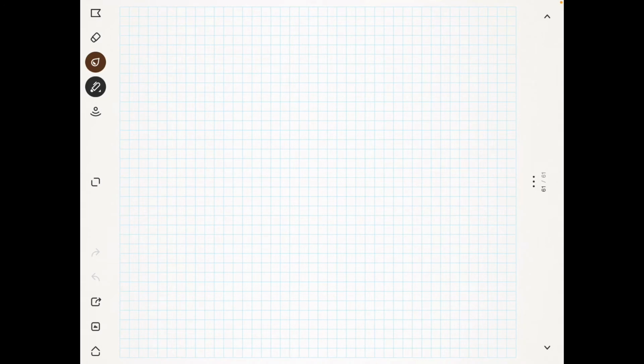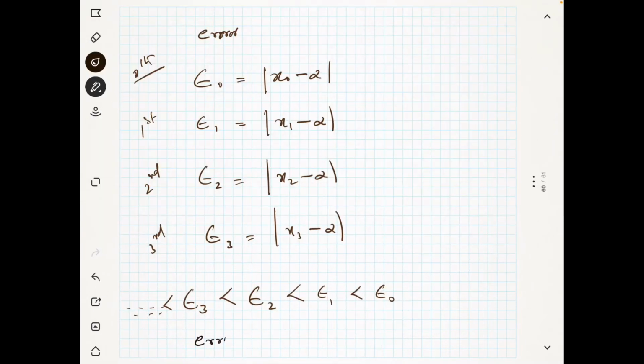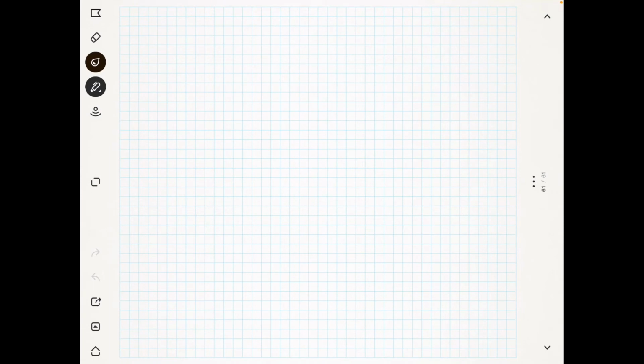You can see that this error is decreasing in each iteration. So we can say that the method is converging. We will talk about what this phenomenon of convergence is, and what conditions are needed for this convergence. So the convergence of the Newton-Raphson method.